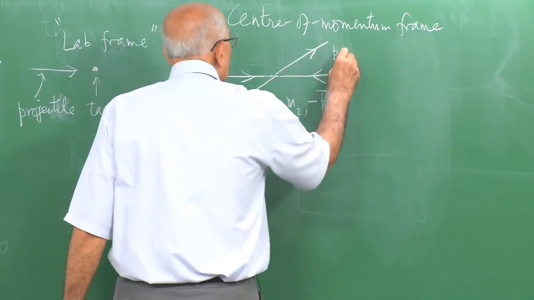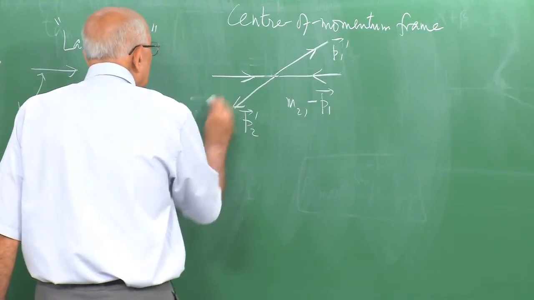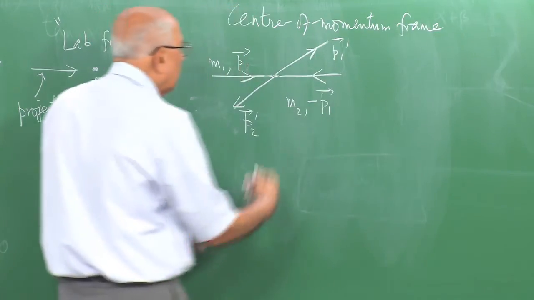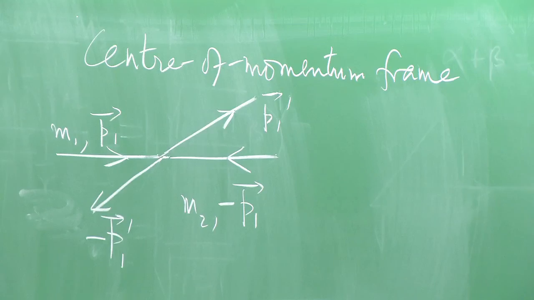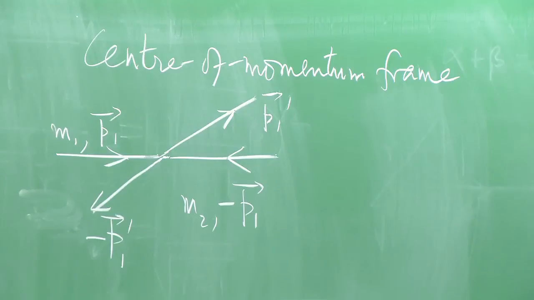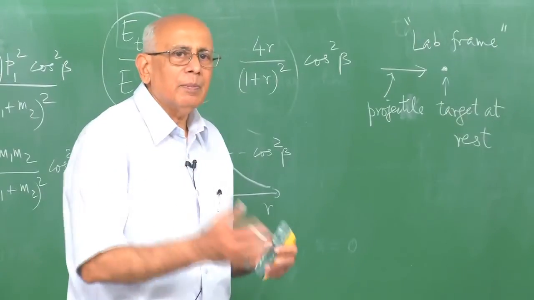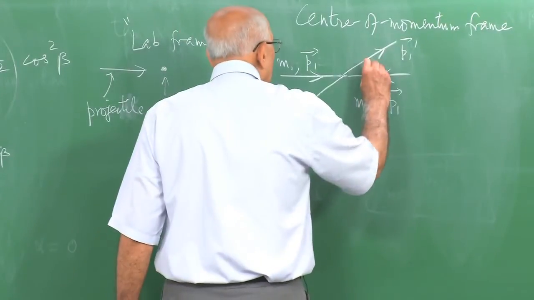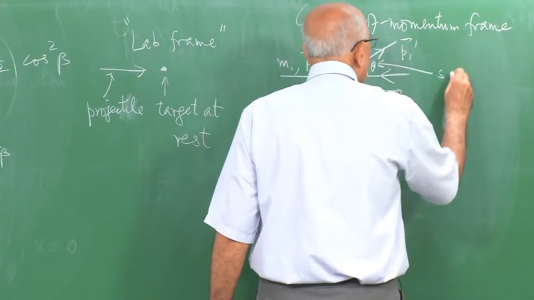So this is P1 prime and this is P2 prime. This is M1 with P1 coming in, this is M2 with minus P1 coming in, and this one here is minus P1 prime. So we could drop this subscript 1 and simply call it P and minus P, and then P prime and minus P prime. And the problem now is to find out what this angle is. This is called the scattering angle in the center of momentum frame.